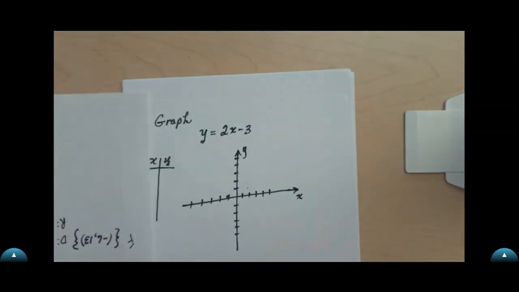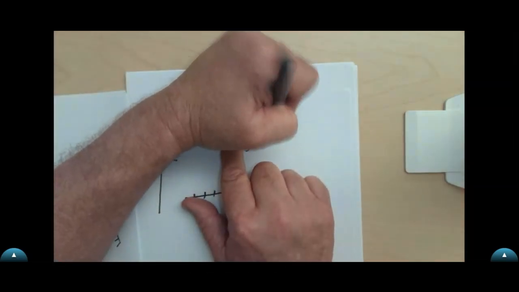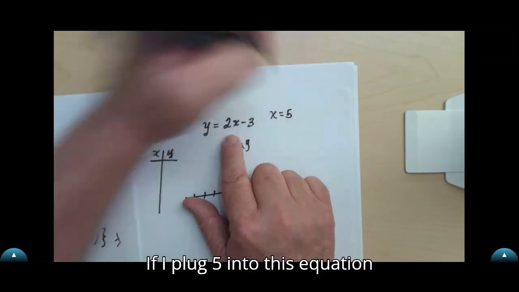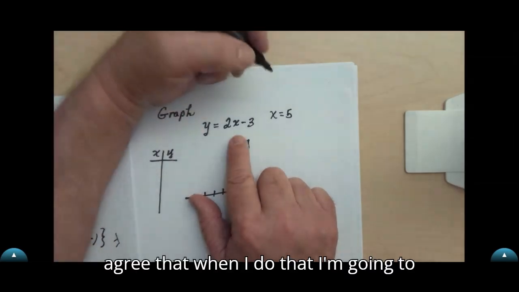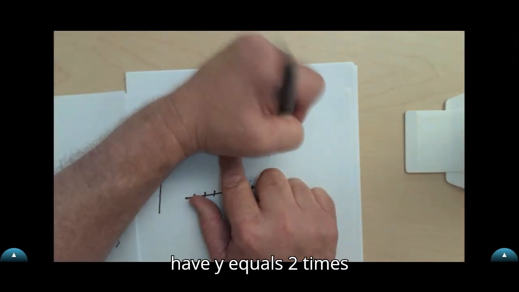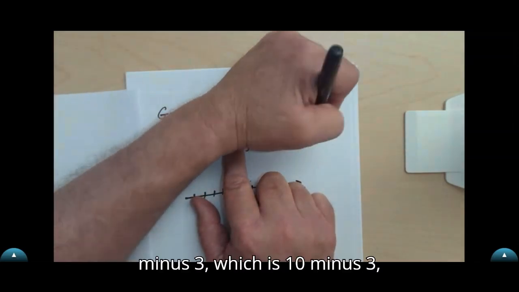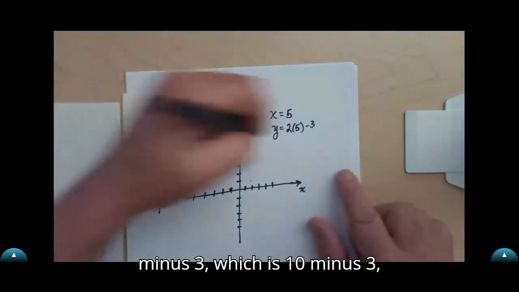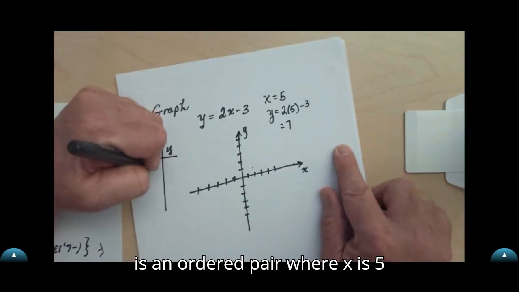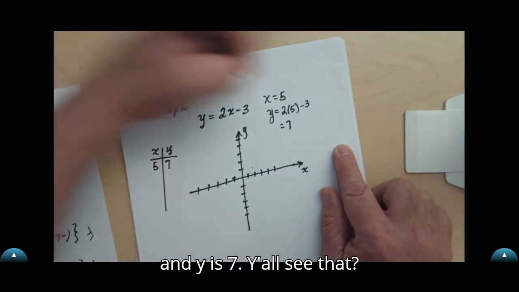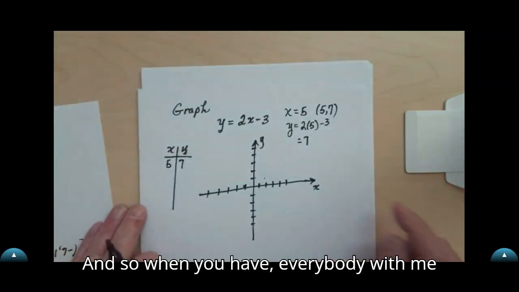But here, notice that if I plug 5 into this equation for x, do you agree that when I do that, I'm going to have y equals 2 times 5 minus 3, which is 10 minus 3, and so I'll get y equals 7, and that is an ordered pair where x is 5 and y is 7. Y'all see that? Everybody with me there?